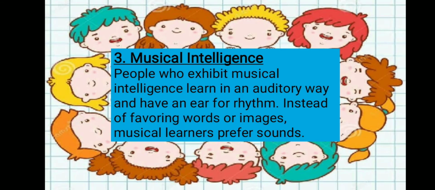People who exhibit musical intelligence learn in an auditory way and have an ear for rhythm. Instead of favoring words or images, musical learners prefer sounds. This type of intelligence is the ability to identify pitch, rhythm, and emotional side of sound. It is exemplified by musicians, singers, composers, and people who are interested in music.